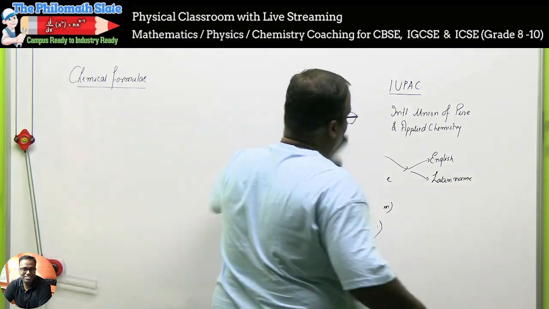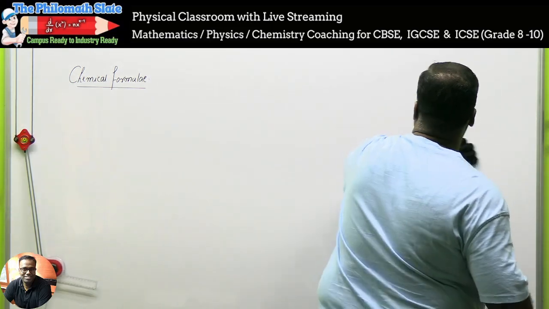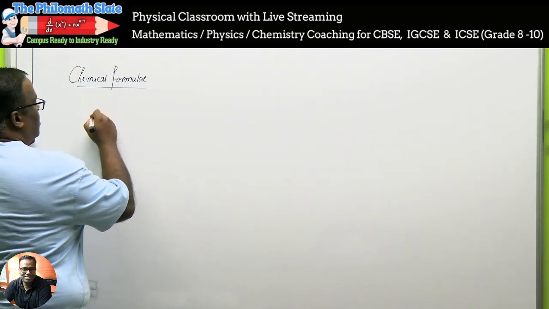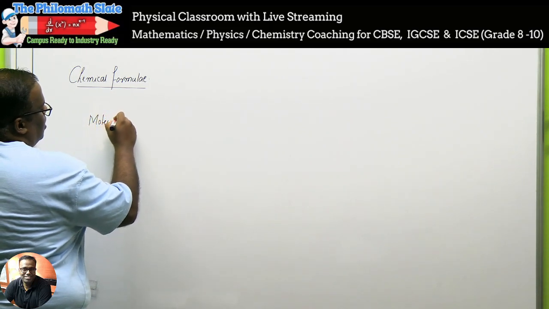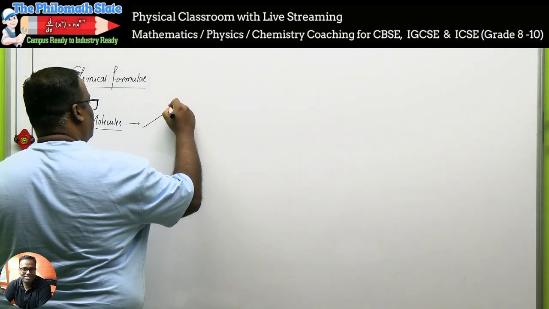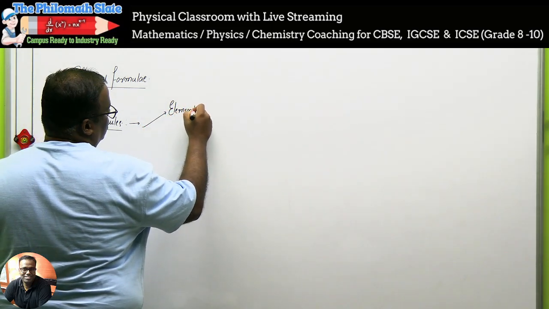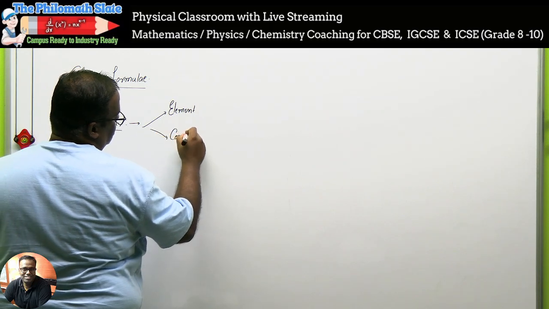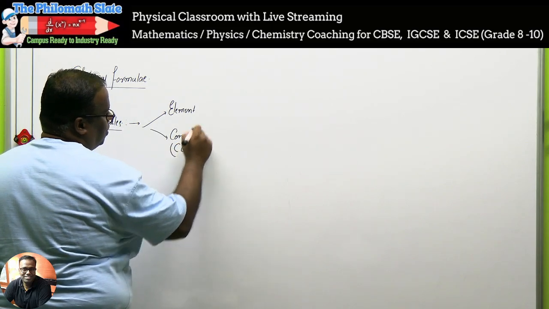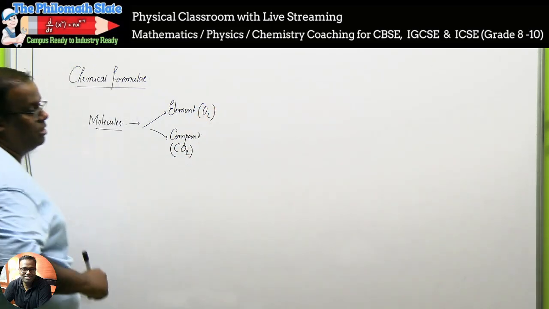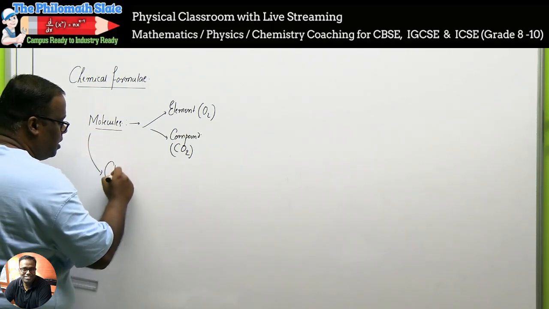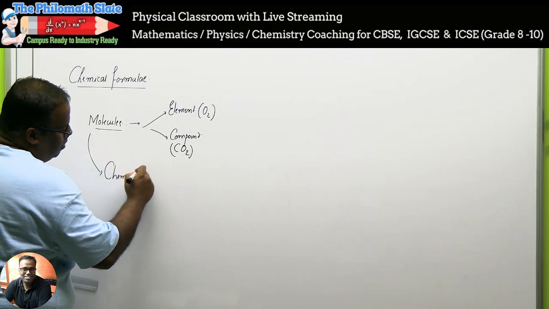Aa jao. Now we talk about how you represent molecules. Molecules can represent an element and molecules can also represent a compound. Have clarity on this. For example, CO2 is a molecule of a compound, O2 is a molecule of an element. Molecules are always represented by a chemical formula.